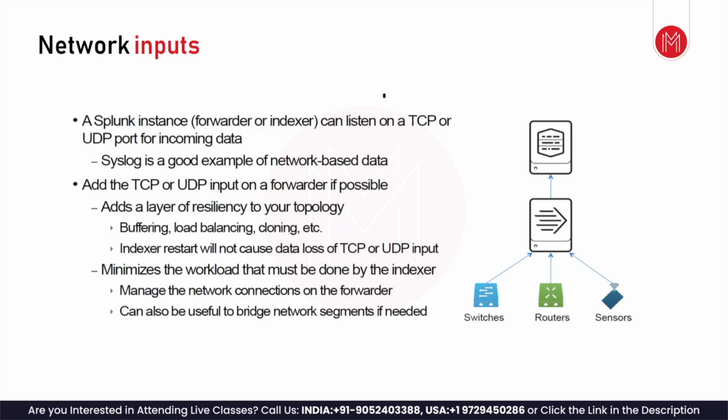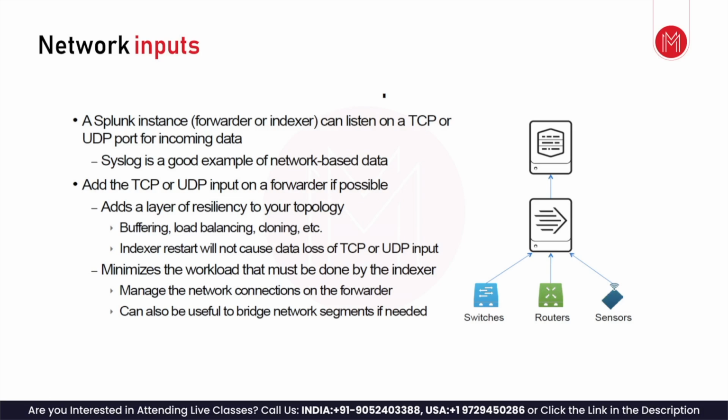Before we see that, let me tell you about network inputs. A Splunk instance, forwarder or indexer, can listen on a TCP or UDP port for incoming data. Syslog is a good example of network based data. We configure a UDP or TCP input on a forwarder if possible, or on an indexer, as per the documentation. This adds a layer of resiliency to your topology: buffering, load balancing, cloning, etc. If the indexer restarts, there will not be any loss of TCP or UDP data coming into Splunk. It also minimizes the workload that must be done by the indexer. Managing the network connections on the forwarder can also be useful to bridge network segments if required.